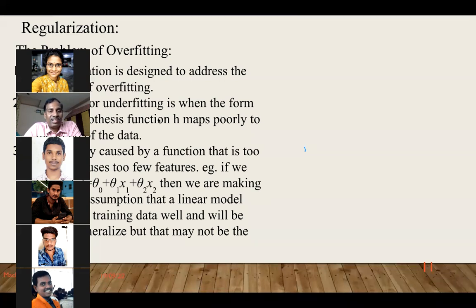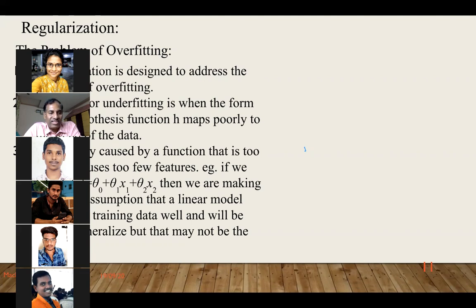High bias or underfitting is when the form of the hypothesis function h maps poorly to the trend of the data. So high bias or underfitting means it doesn't fit well even on the training data set. Overfitting means for training it is good, for the test data set it is not good. It is usually caused by a function that is too simple or uses too few features.